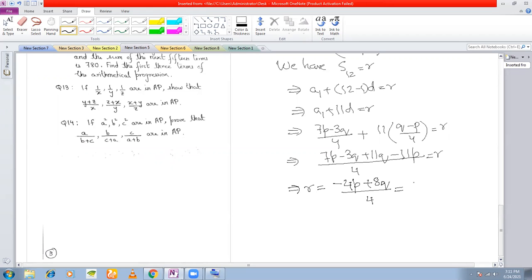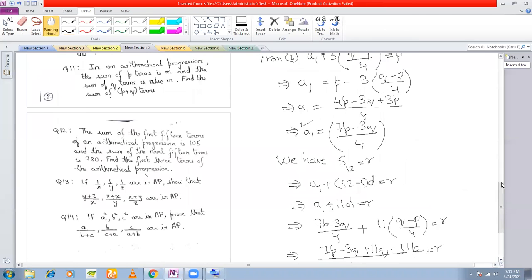So now if you take 4 common, because then the 4 will cancel in the denominator, I get (2Q minus P) divided by 4. This 4 and this 4 cancel. So I get R is equal to 2Q minus P, right? So I have got R in terms of P and Q.